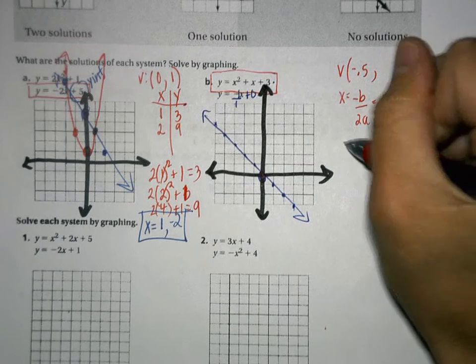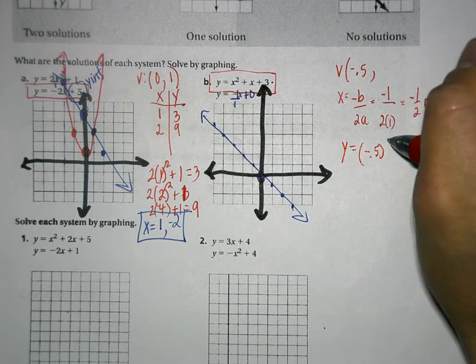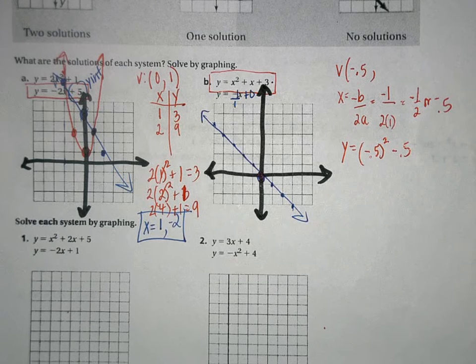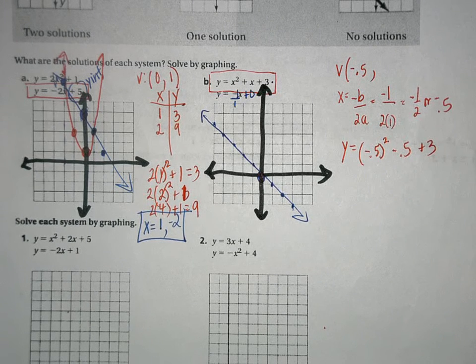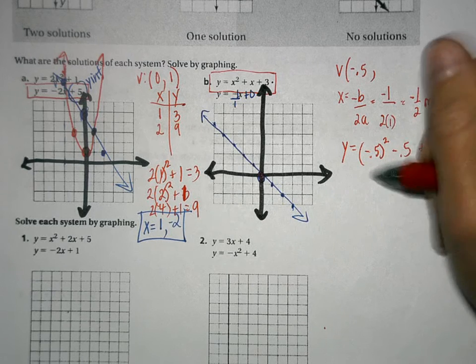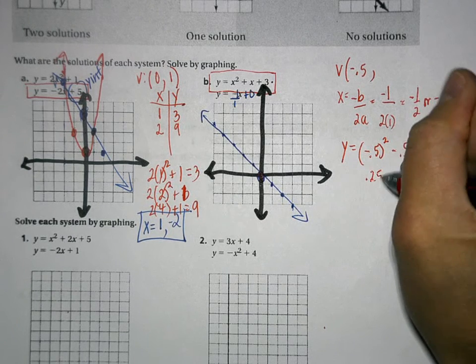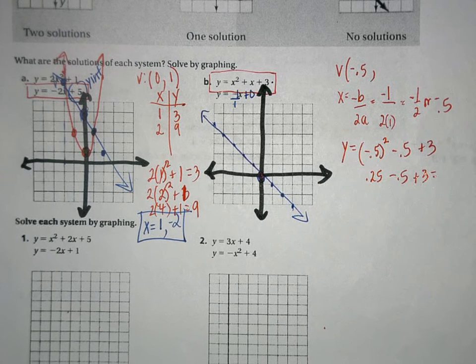Good, plug it in. So y equals -0.5 squared minus 0.5, or you could do plus -0.5 plus 3. Okay, so in your calculators, -0.5 squared is actually 0.25. Minus 0.5 plus 3, and again, you can plug that all into your calculators, and you end up getting, I think, 2.75.